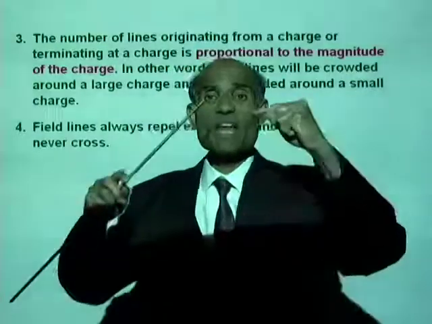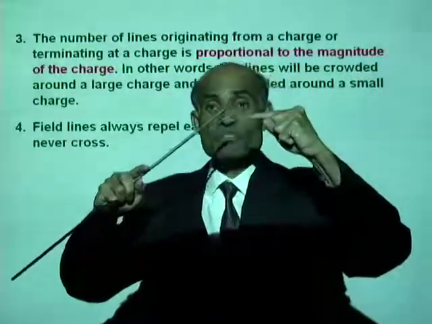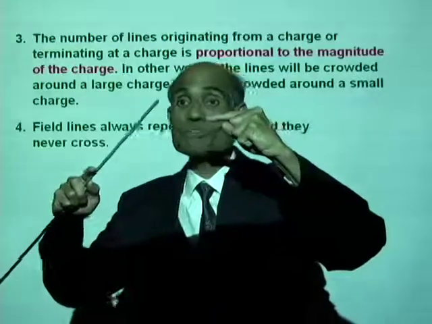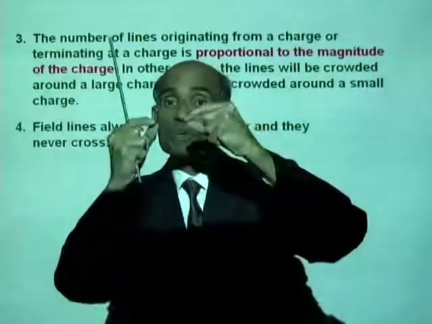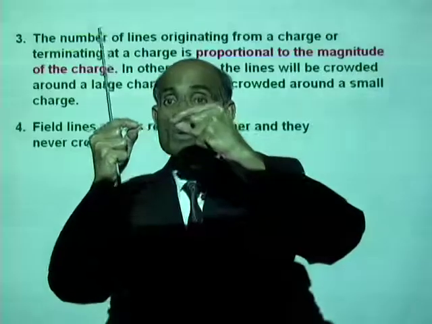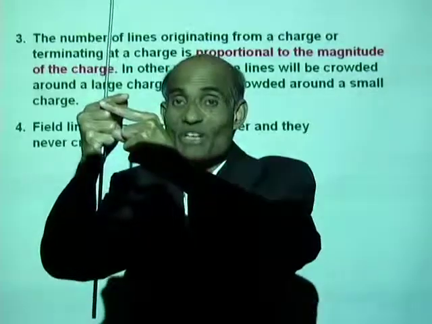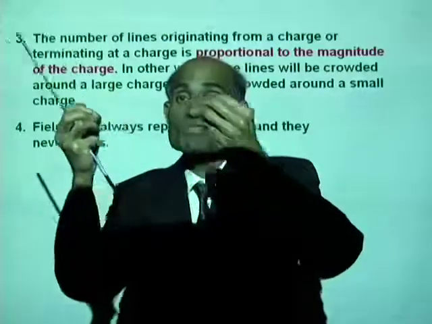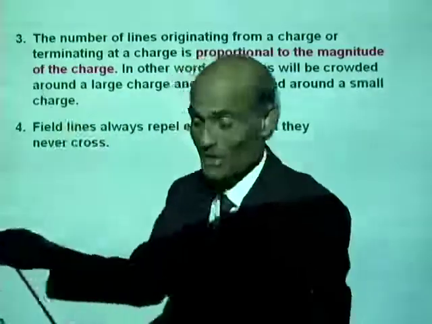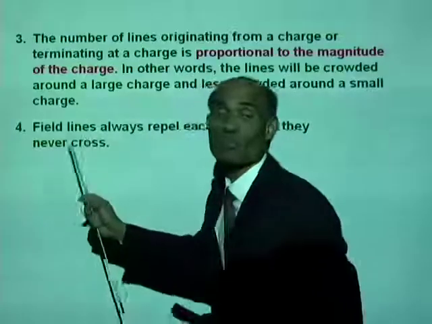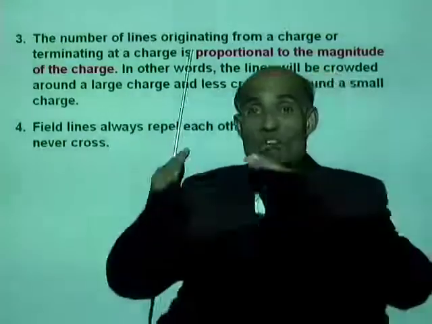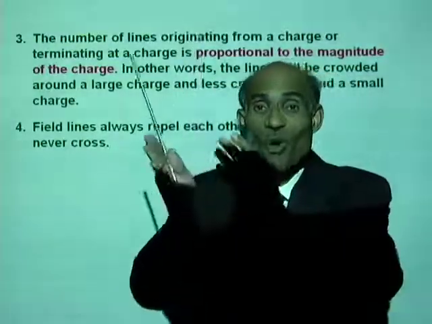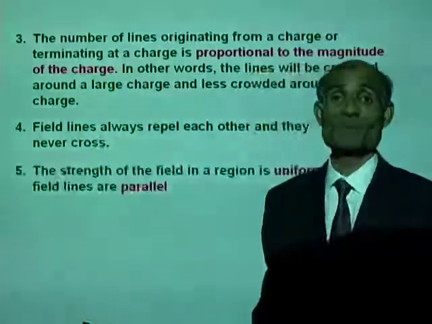You see, a field line is actually the path taken by a positive test charge. If two positive test charges move, can they ever cross each other? No, because a positive charge always repels a positive charge. And that is the meaning of this property. Field lines can never cross each other. They always repel one another.